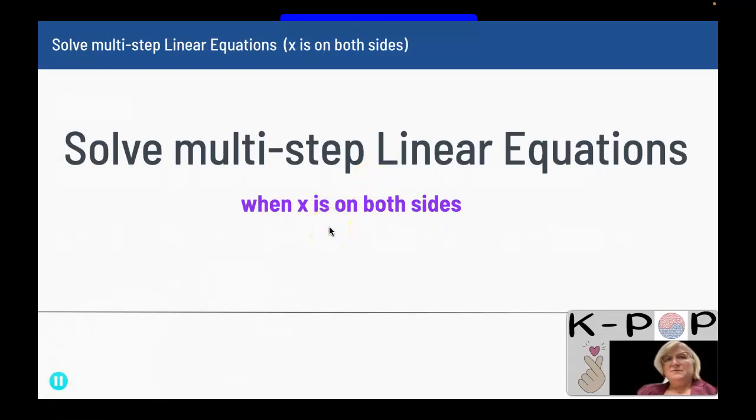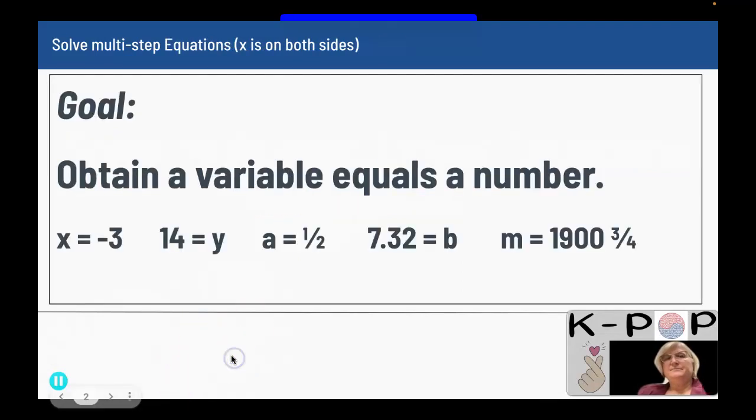In this lesson, we're going to solve multi-step linear equations. So multi-step means that there's more than two steps. X is going to be on both sides of the equal sign. Our goal, as with any of the solving of equations goals, is to get a variable equals a number. The number can be any kind of number, and the variable is alone on one side of the equal sign. Doesn't matter whether it's the right or the left.